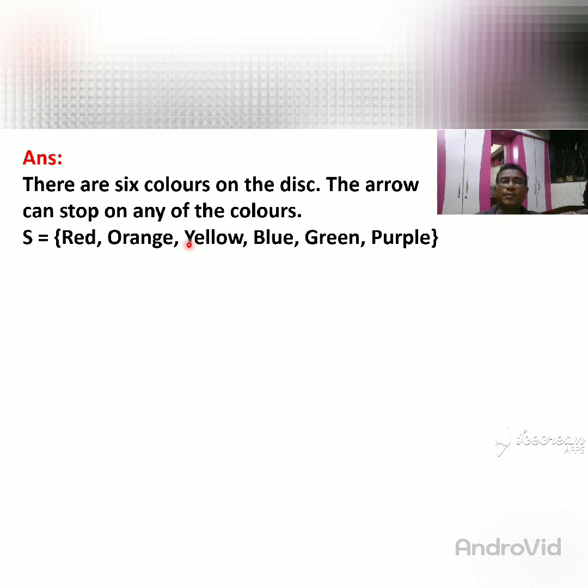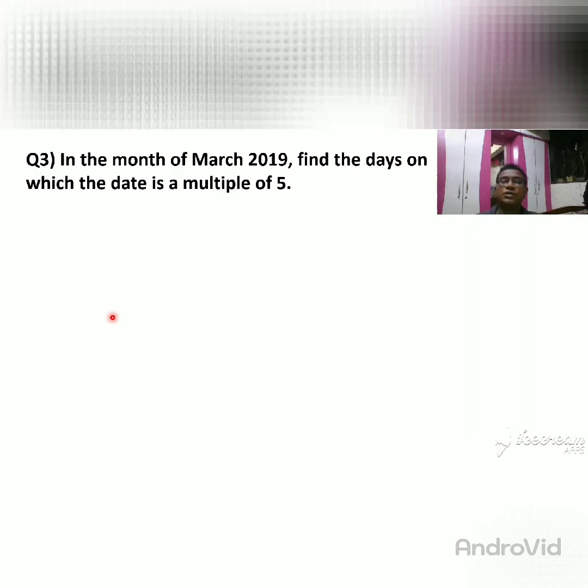The problem number, you can write that sample space here. So how can we write that sample space? See, S is equal to red, orange, yellow, blue, green and purple. So these are the 6 colors. So number of S is equal to 6. So here is the answer. In that 6 colors, only there the arrow can be stopped. So the possibility of the answer is 6, which is already written in the sample space, to confirm we have the 6 colors. So number of S is equal to 6. Have any doubts?